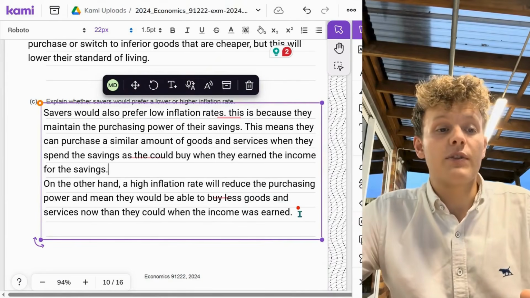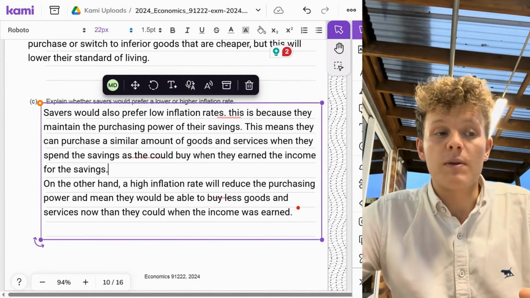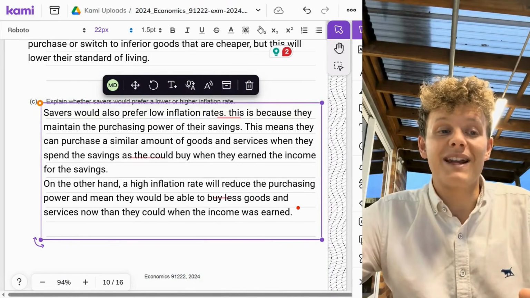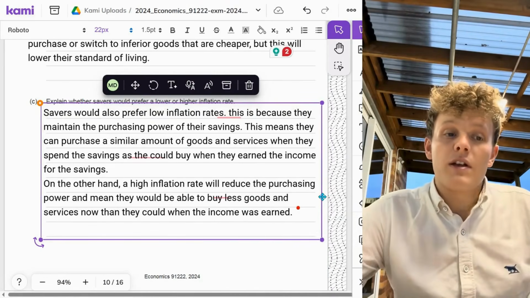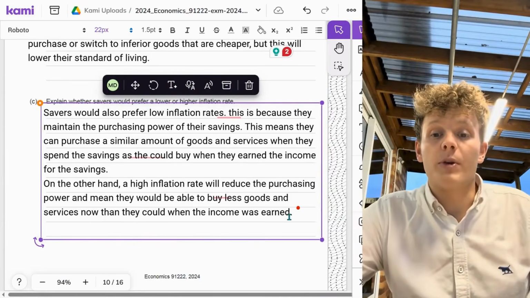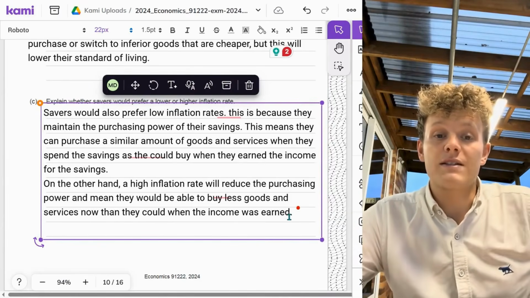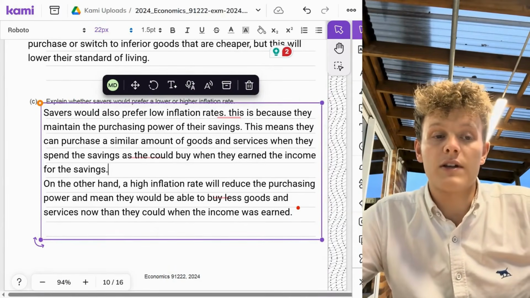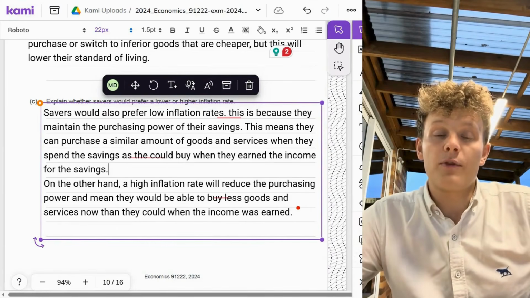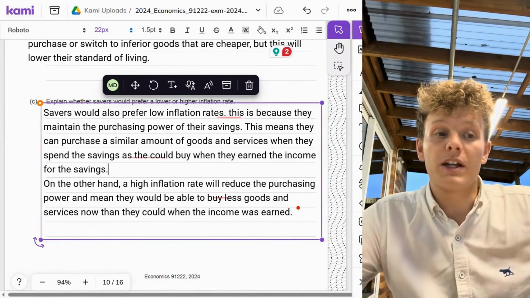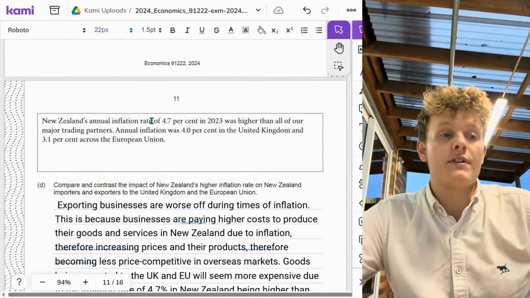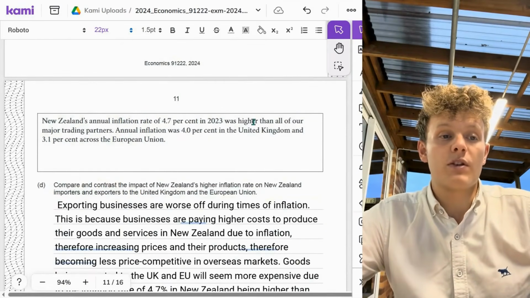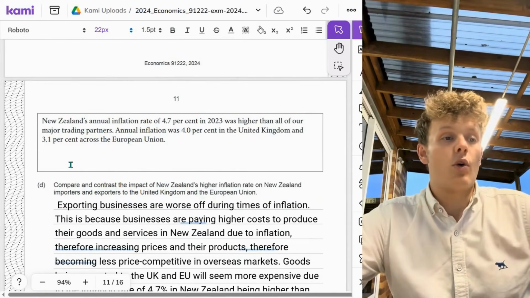On the other hand, high inflation rate will reduce the purchasing power and mean they will be able to buy less goods and services now than they could when the income was earned. So in the car example, it would be like earning $10,000 and instead of buying an old car at $10,000, then waiting a few years and then trying to buy a car and finding out you can't purchase any car for $10,000. Part D.